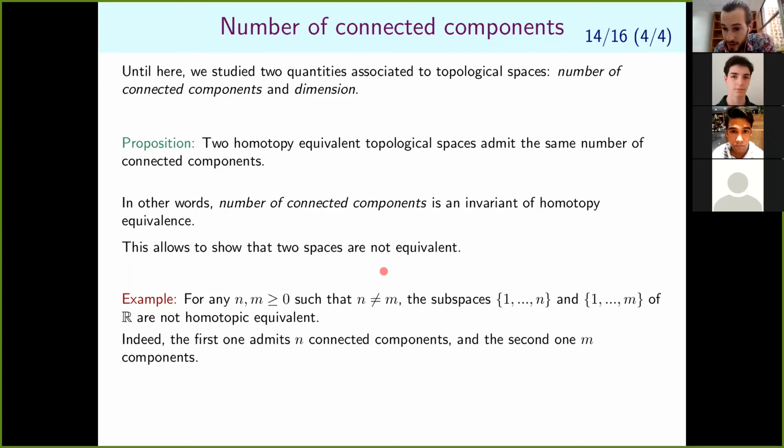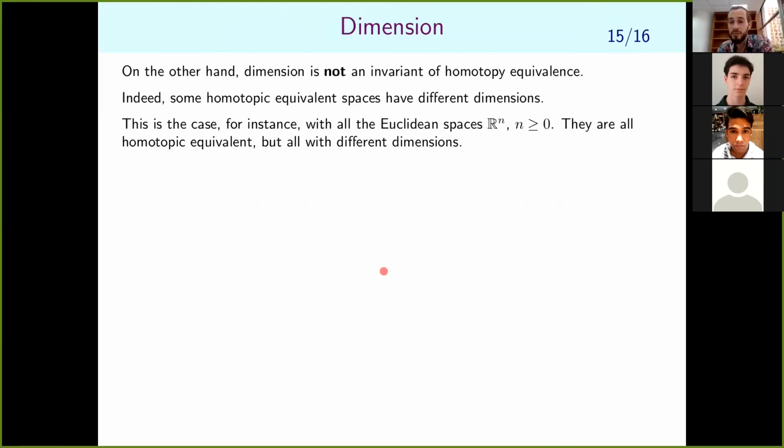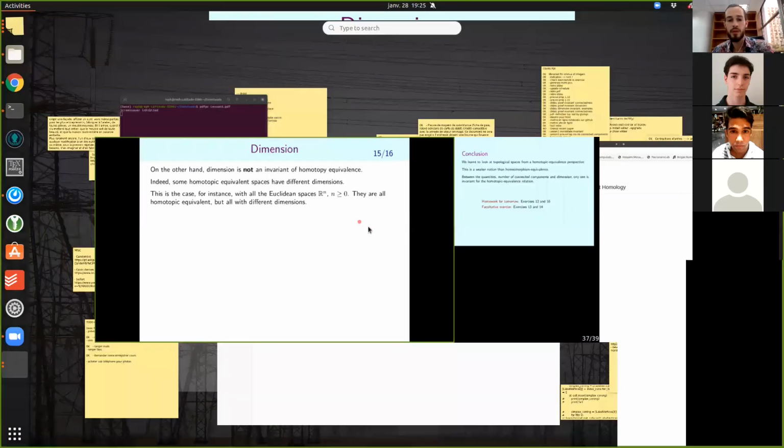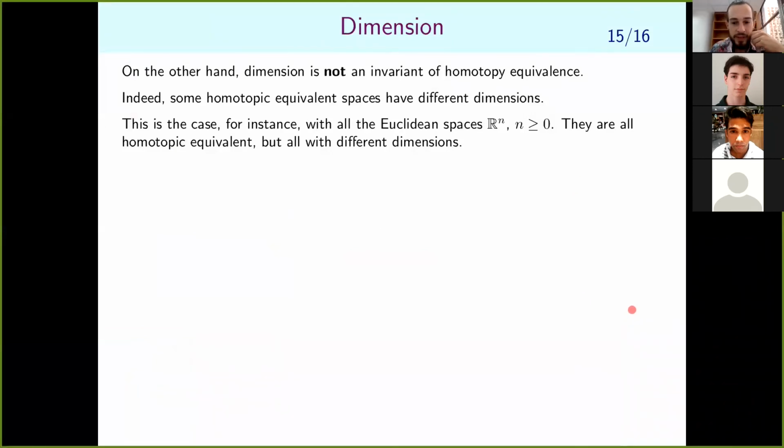All right, last slide of the lesson, dimension. Is dimension an invariant of homotopy equivalence? Unfortunately, it is not. You have topological spaces that are homotopy equivalent, but do not have the same dimension. If you take a class of homotopy equivalence, so a set of homotopy equivalent topological spaces, and this is it.